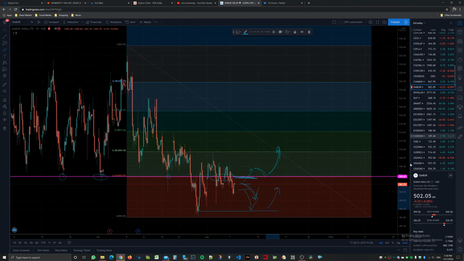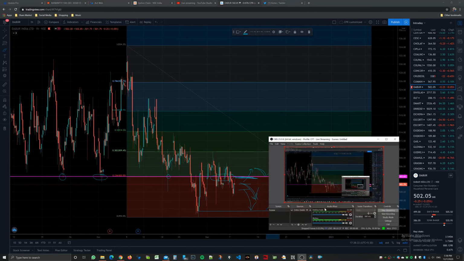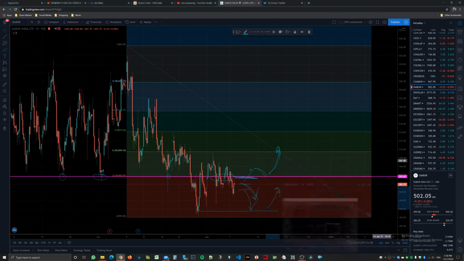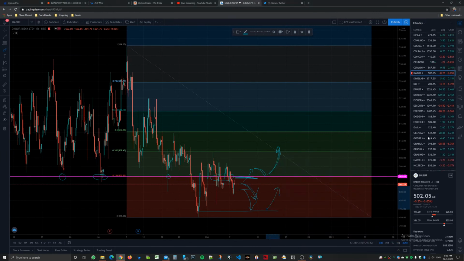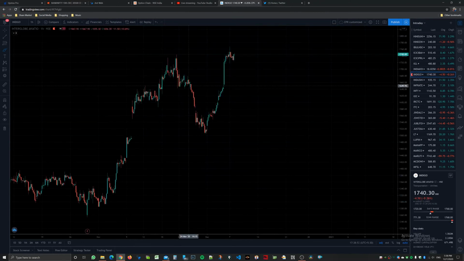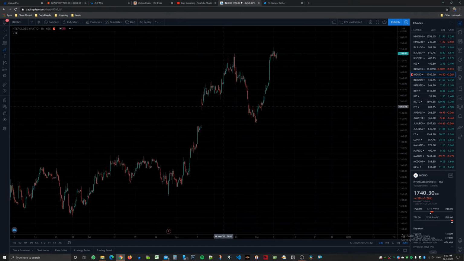Okay, so let's go back. Yeah, so let's move on. This is the second stock, and let's move on to the third one. The third one is Indigo, and here also I'm doing the analysis with 1 hour chart.